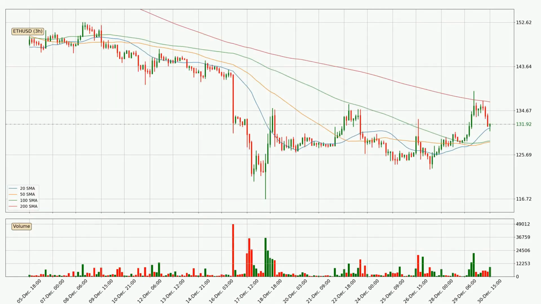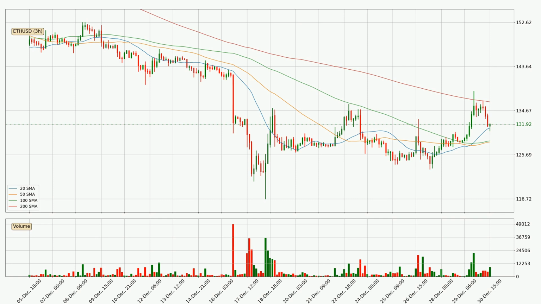Looking at the 3-hourly simple moving averages, the current price is between the 20 and the 200 SMA. If the price bounces off the 20 SMA, which is currently at 131, it could be seen as a support, and the 200 SMA that is at 136 could be seen as a resistance to the upside. Breaking either way signals a possible further move in the corresponding direction.